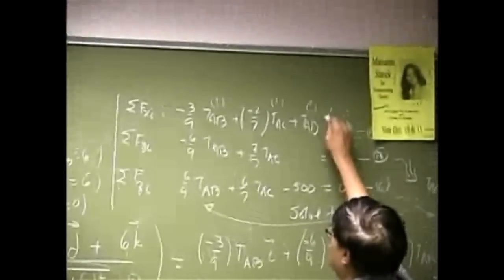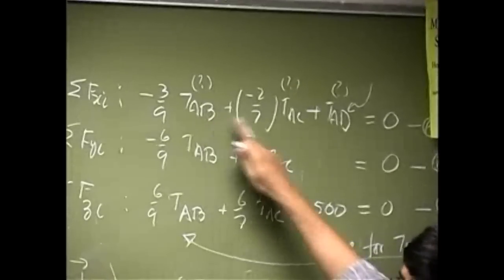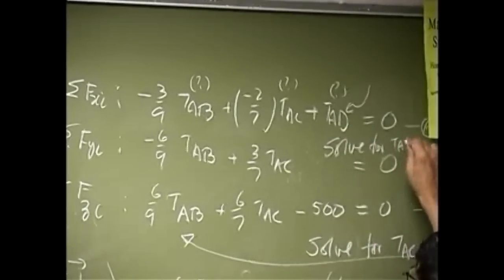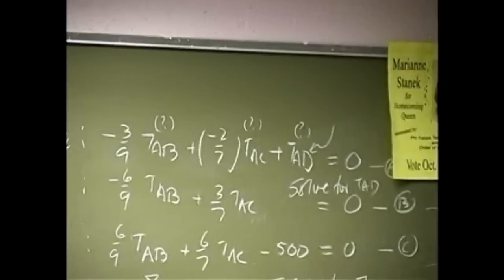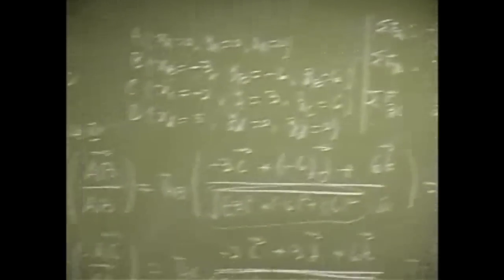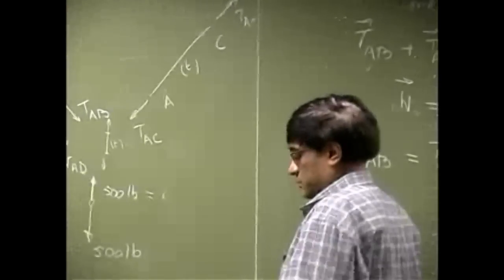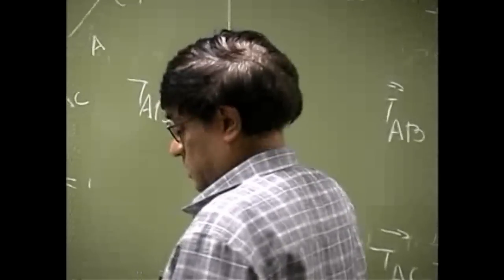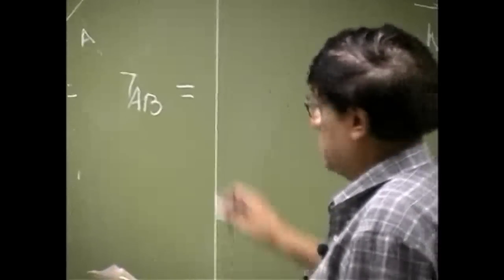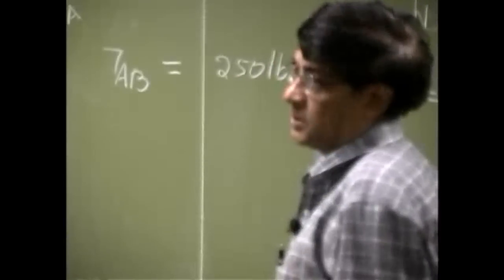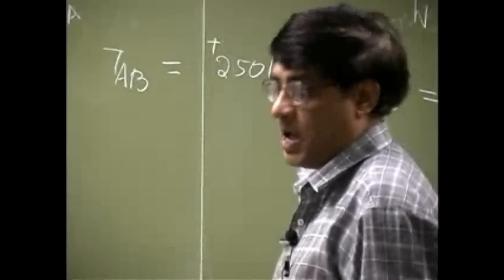Then you're going to go to the third equation. You already know this. You know this. You solve for TAD. And that should give you all the three forces you need in this particular problem. And if you go through the actual calculations, then your forces, the TAB, that should come out to be 250 pounds, and that's the tension, which came out as positive.